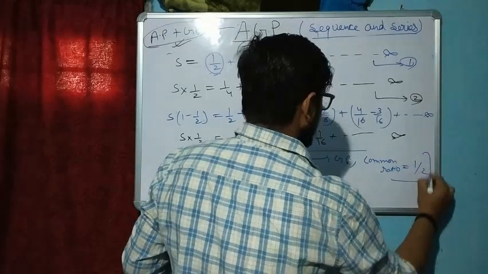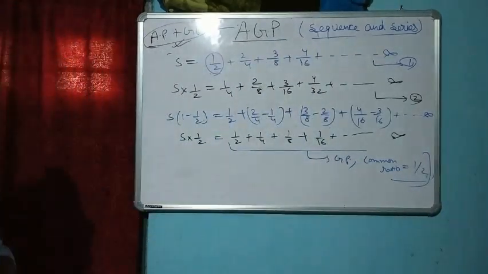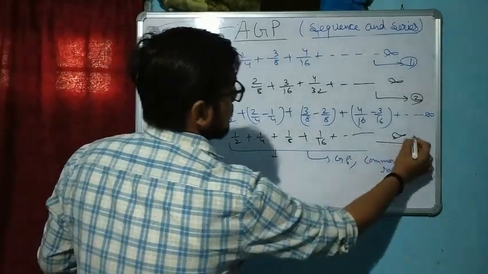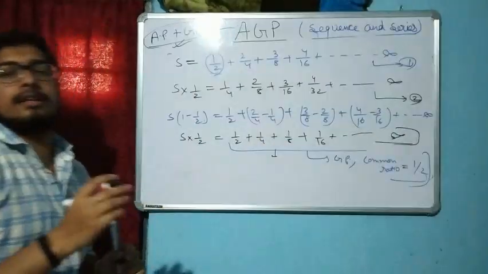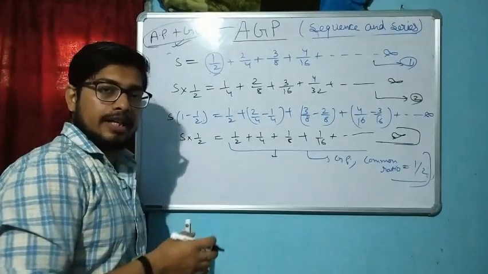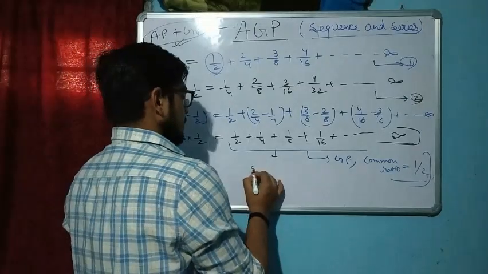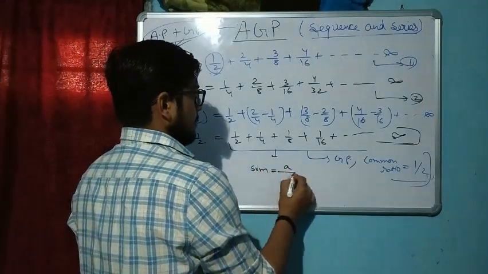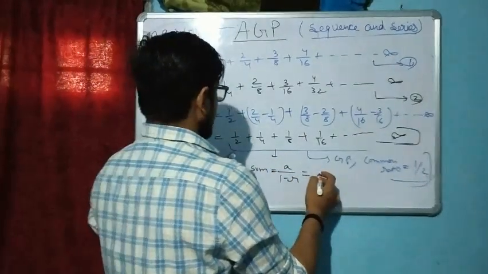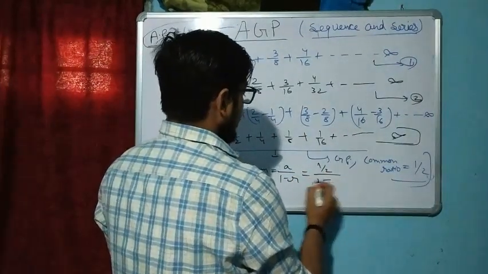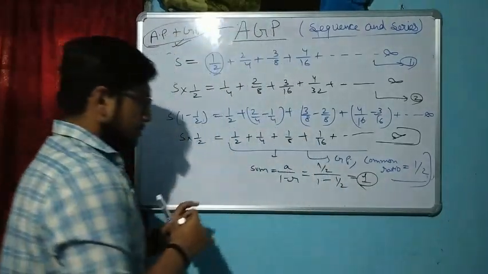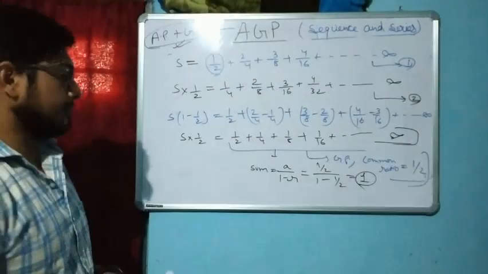So the common ratio of this given geometric progression is 1 by 2. You can easily find the sum, and this series basically contains infinite terms. So you can use the formula for an infinite geometric progression, that is, the sum is given by a upon 1 minus r, where a is the first term and r is the common ratio. So the first term is 1 by 2 and 1 minus r is basically 1 by 2 here. So we will get 1. So basically the sum is 1.